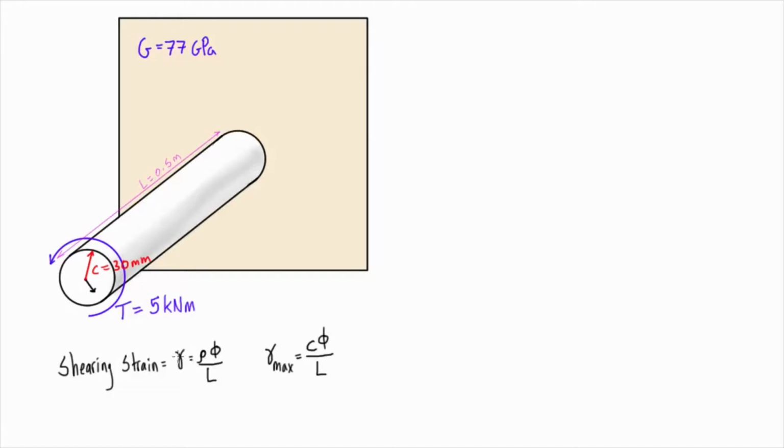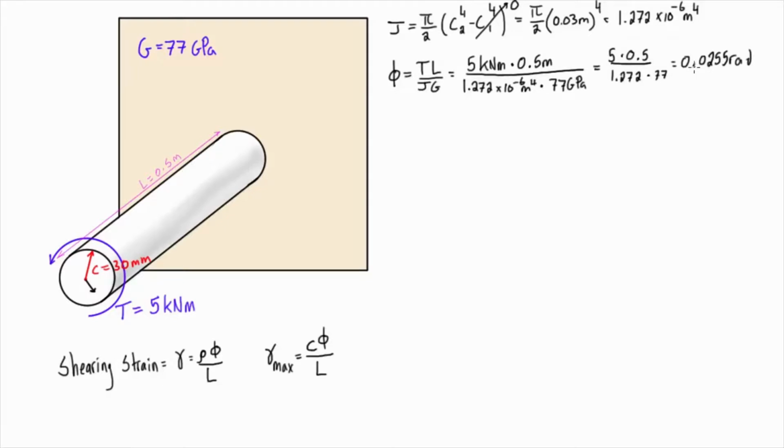Alright, so if we want to start calculating shearing strains, then we're going to need the angle of twist. We did this exact same problem in one of the previous videos, so we'll just skip through the equations here. The angle of twist was 0.0255 radians. So if we want to figure out what the shearing strain is at a distance that is, let's say, 10 millimeters away from the center, so 1/3 of the way out to the edge of the rod here, then our shearing strain is just going to be equal to the distance away from the center that we're concerned about times the angle of twist divided by that length.